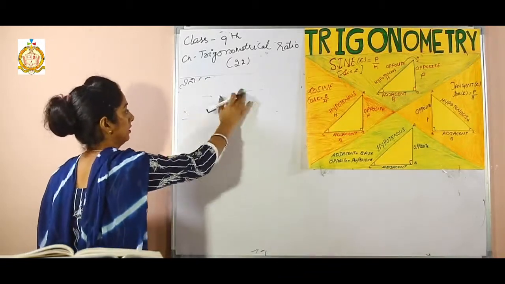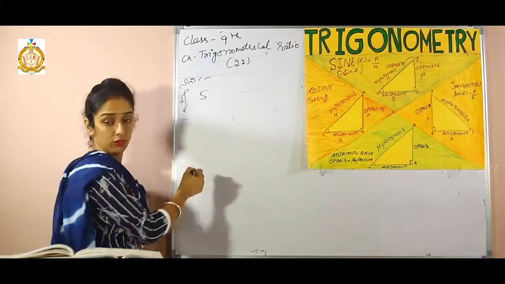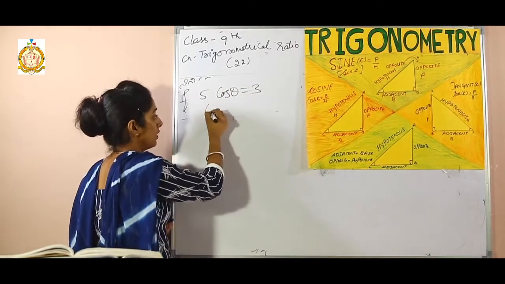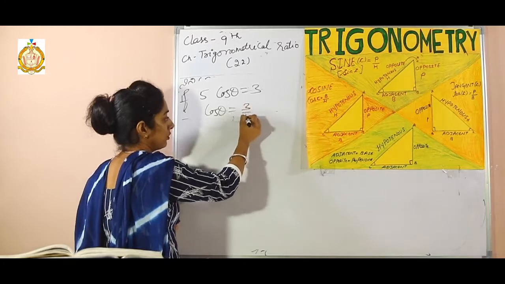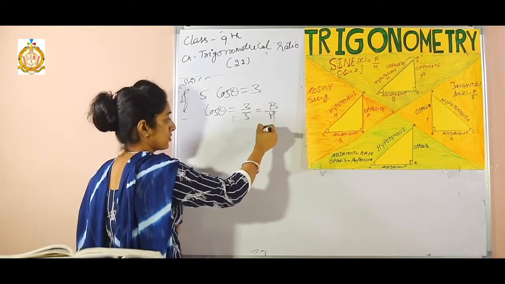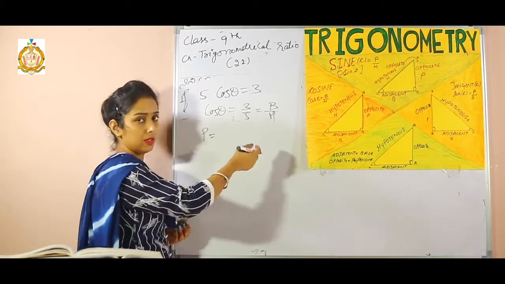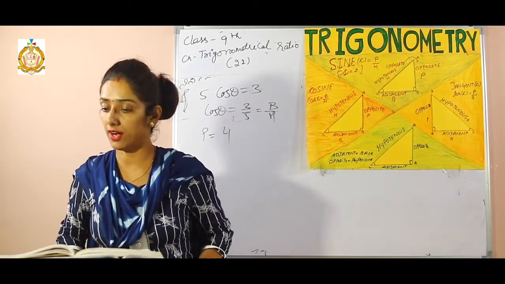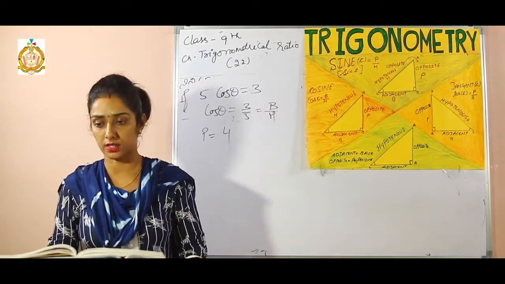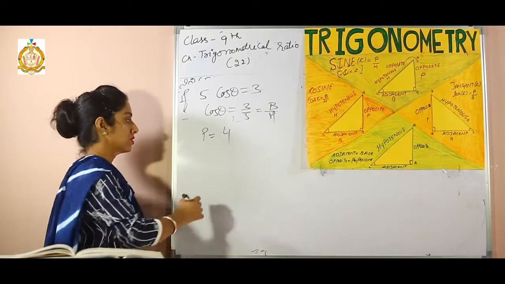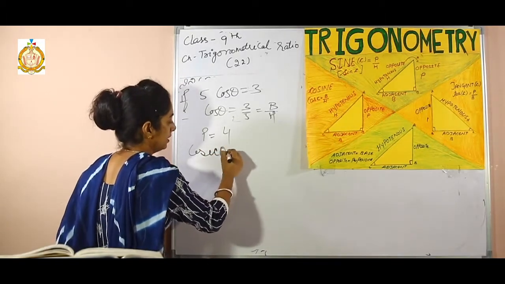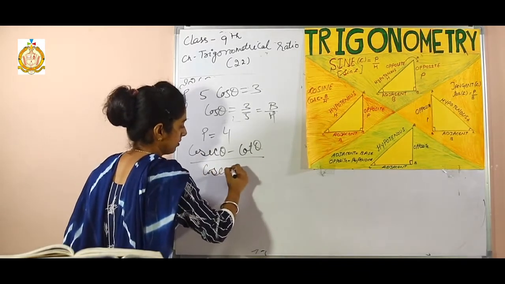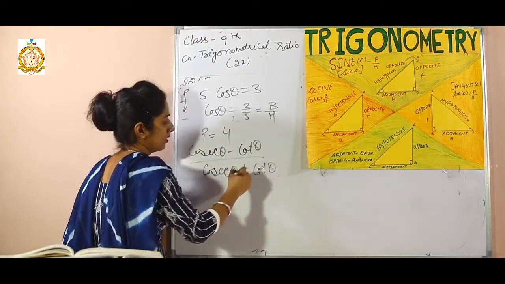Question: if 5 cos theta is equal to 3, what is the value of cos theta? It is 3 over 5, which is B over H. From here you have to find the value of P, which you get as 4. Now he says to find (cosecant theta minus cot theta) over (cosecant theta plus cot theta).